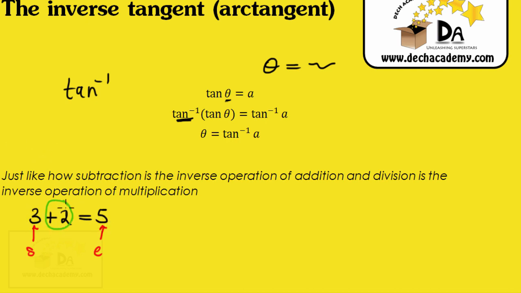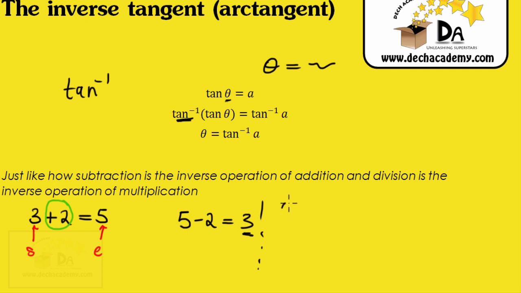What if you want to undo what you just did? What if you want to go back from 5 to 3? Well, you have to do the inverse of addition, which is subtraction. So we added 2, now we're going to subtract 2 from 5 to give 3, which is the starting number. I'll use another illustration using multiplication.